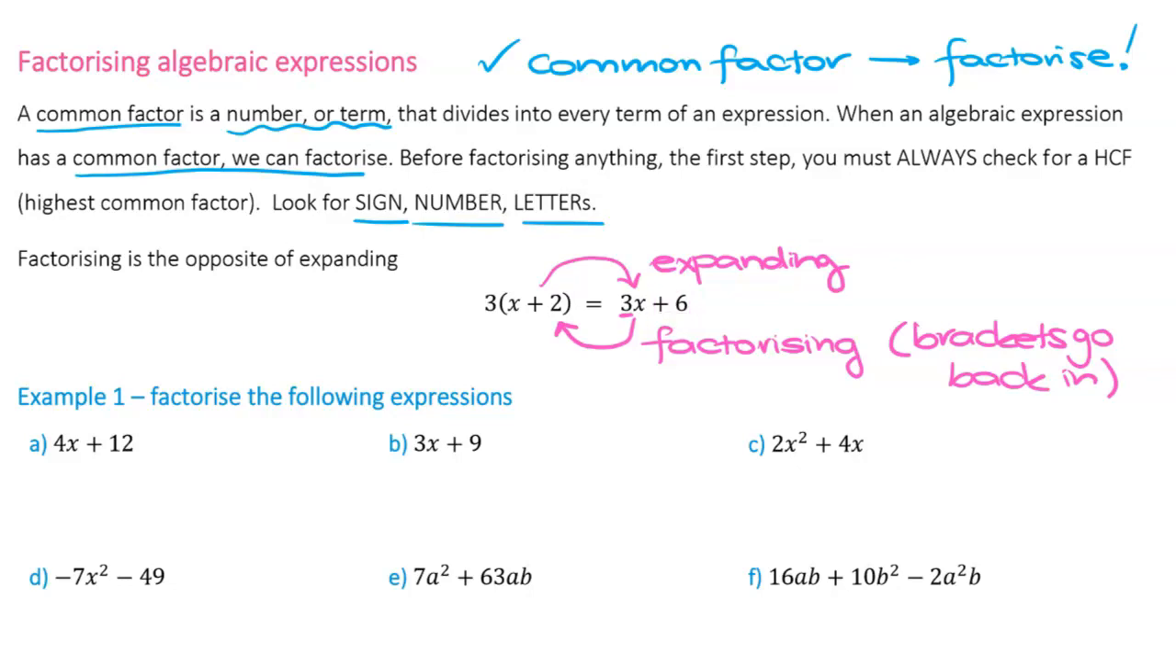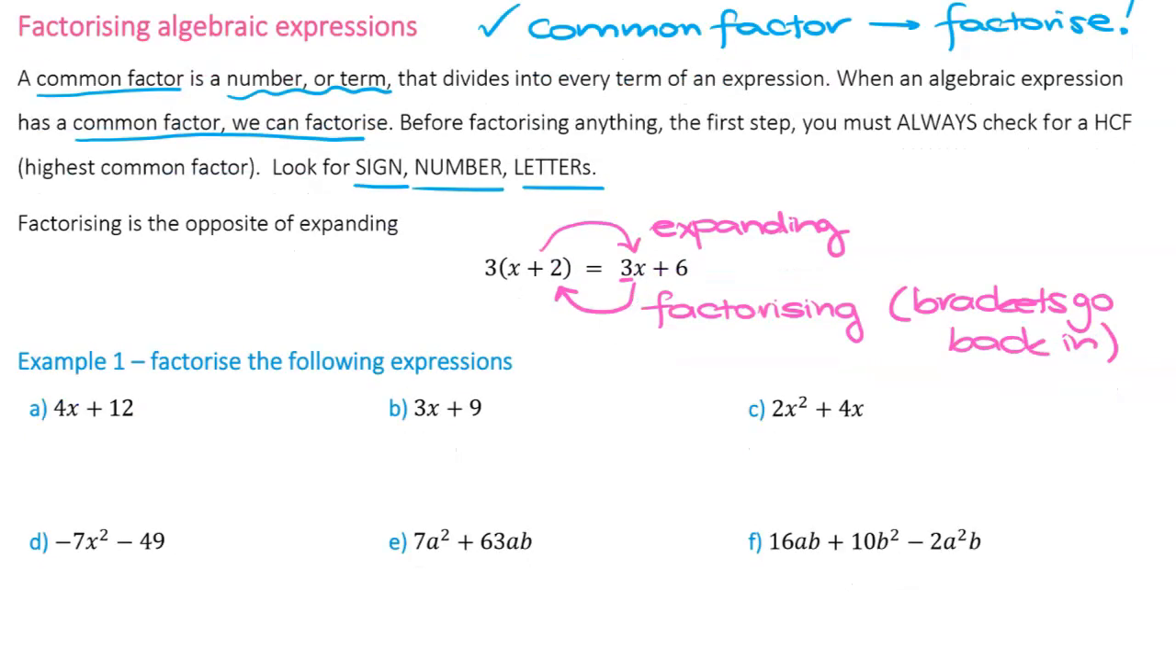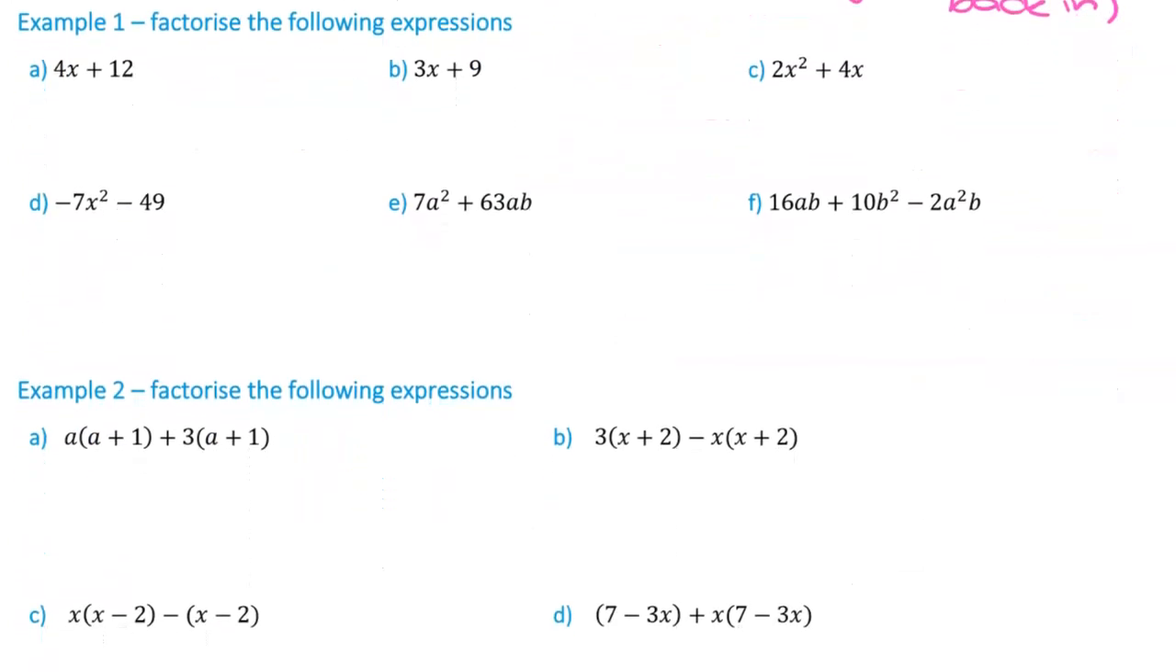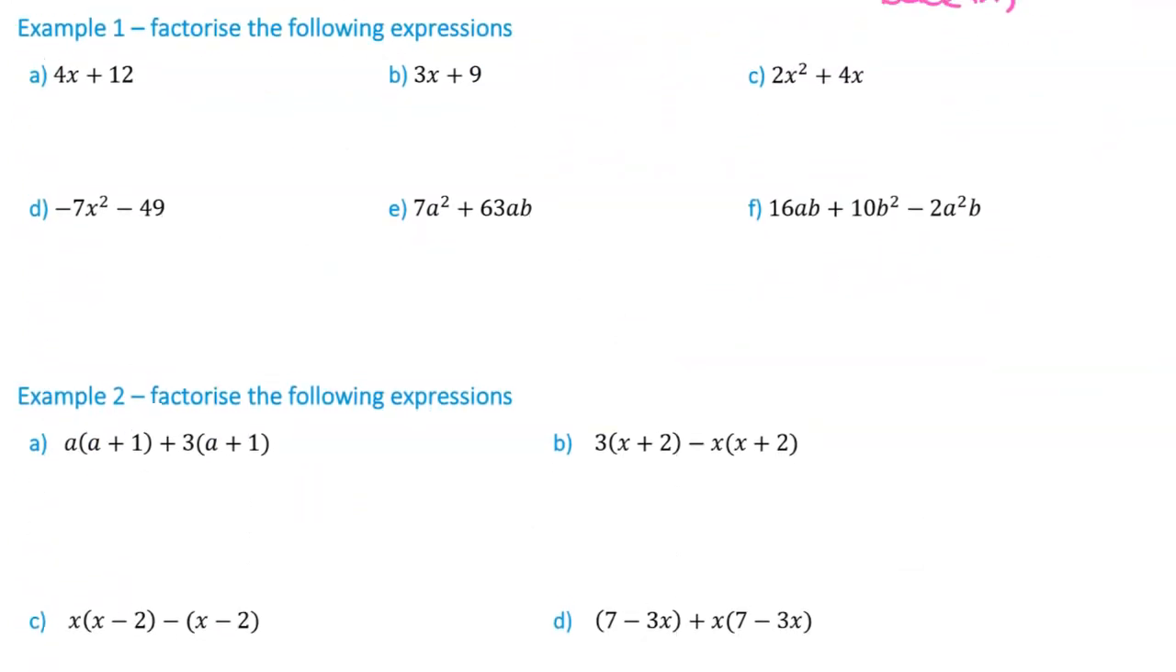So that's how we go in the opposite direction. We find our highest common factor first, and then we figure out what needs to go inside the brackets. Looking at this first example, we've got 4x plus 12. Everything's positive, but I noticed that 4 goes into 4x and it also goes into 12. So 4 is going to be my highest common factor. Just checking, do we have any letters in common? No, there's only a variable on the first term, but not on the second.